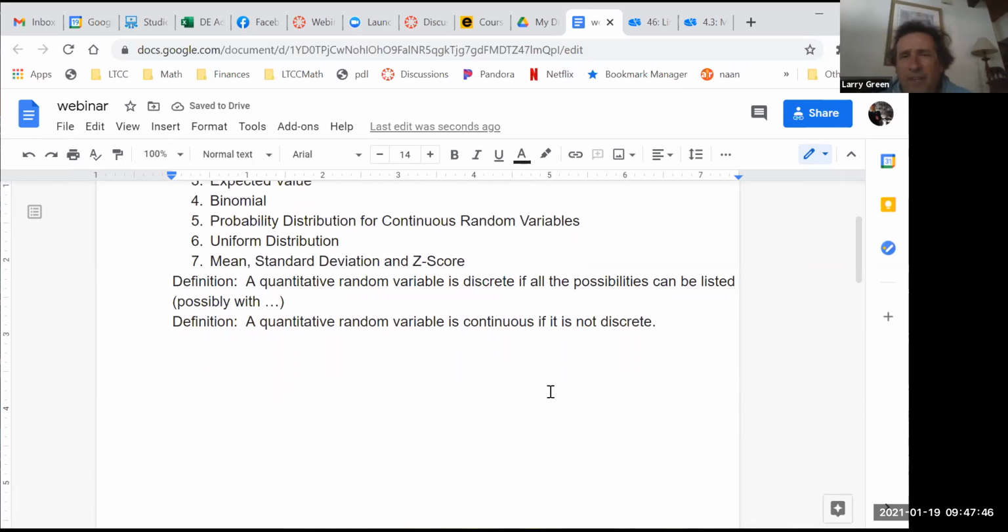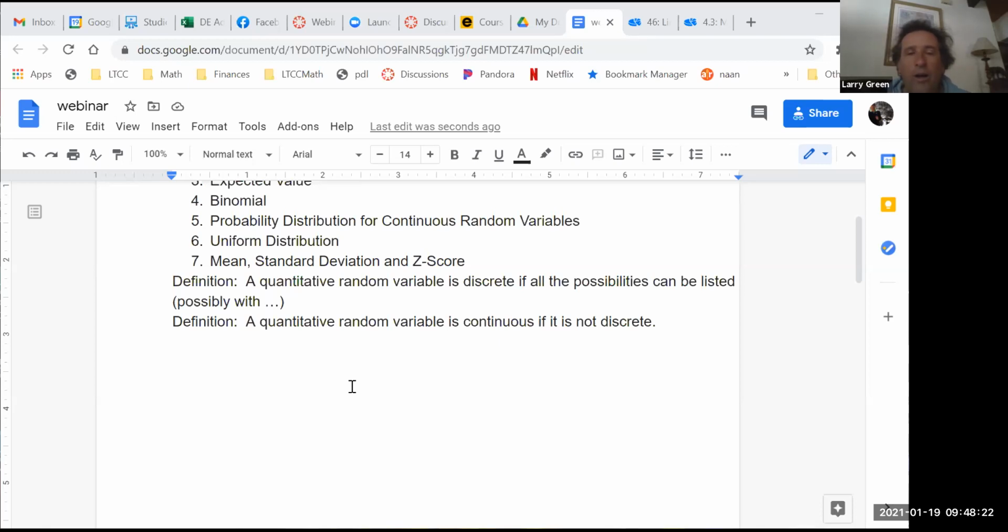Okay, so that would be something like exactly how much do you weigh? Okay, and you can't list every possible weight, because, for example, I weigh 171.3572, etc. pounds. So the point is that the weight is something that you can measure. It could have fractions, and any fraction is possible. So things like weight would be continuous.